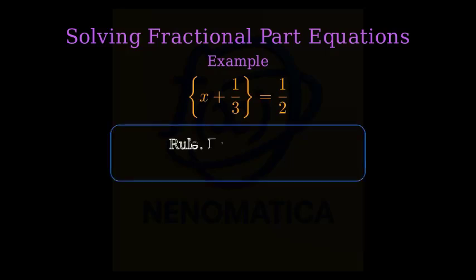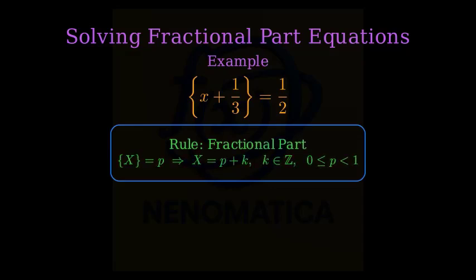Step 1. Recall the rule for the fractional part. If the fractional part of capital X equals P, then capital X equals P plus K, where K is any integer and P is between 0 inclusive and 1 exclusive. Now apply that rule to x plus 1/3. That gives us x plus 1/3 equals 1/2 plus K, where K is an integer.